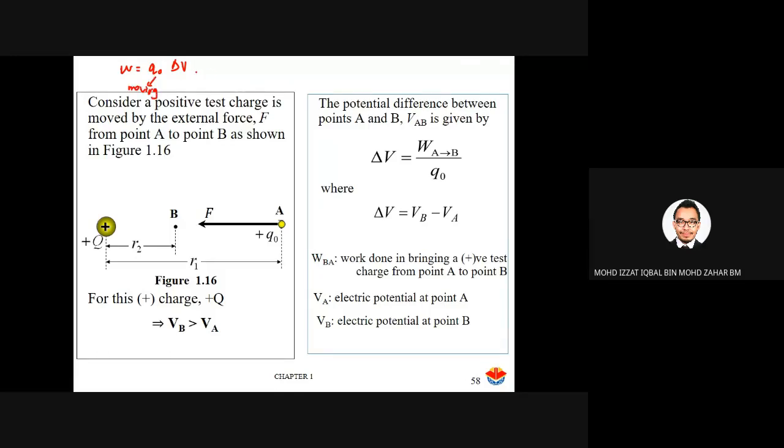Inside delta V there is also a Q, because V equals KQ over R. But this one we call the one that is fixed. The one that is not moving is Q, and the one that is moving is Q0. Please remember, don't confuse them. When you do it in the exam, whether you multiply the front or the back, the answer is actually the same. But make sure you don't get the concept wrong.